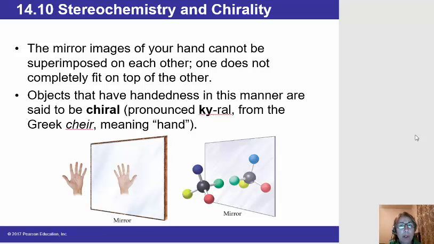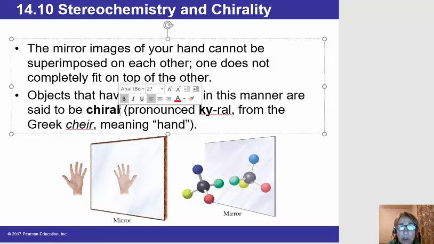So we're going to be focusing on stereoisomers of carbon-containing molecules, and the term chiral is going to be used a lot. So let's look at what that means. Chiral means that the mirror image of something that is chiral is not superimposable. So what the heck does that mean?